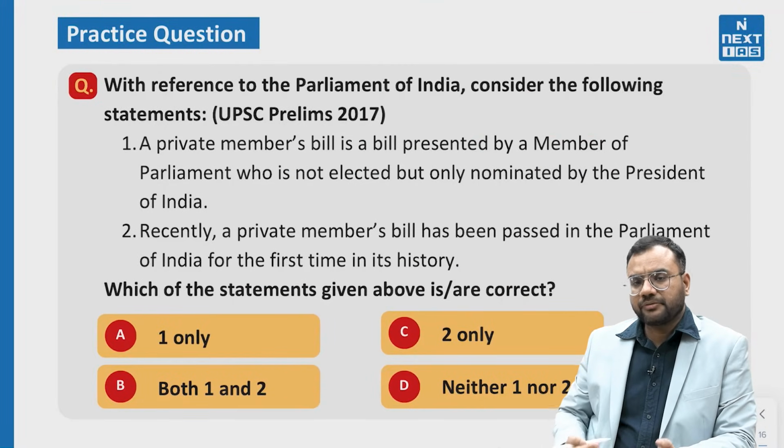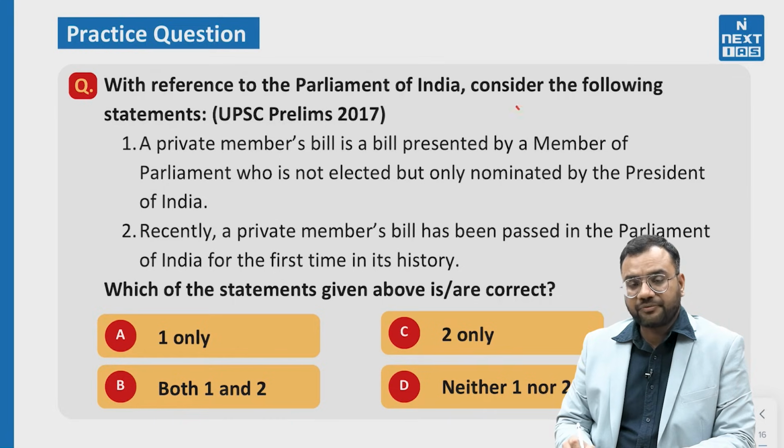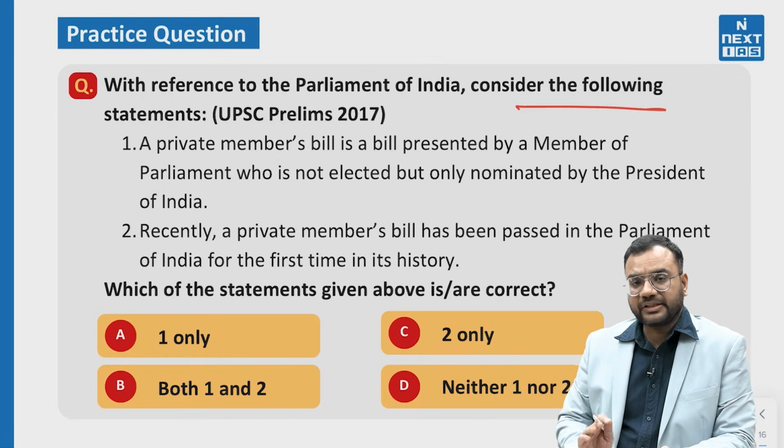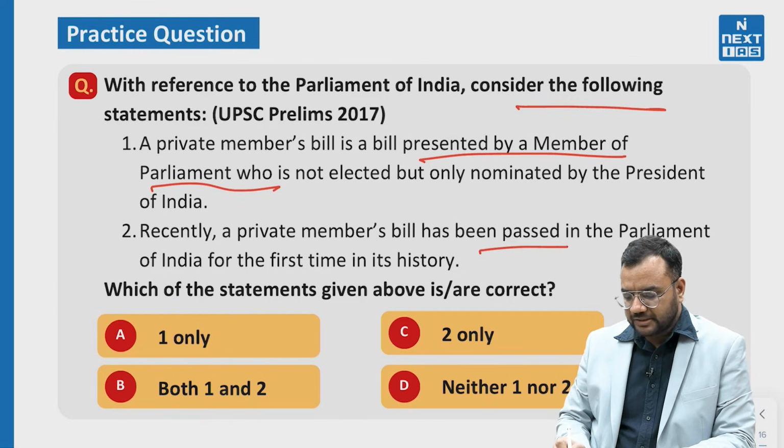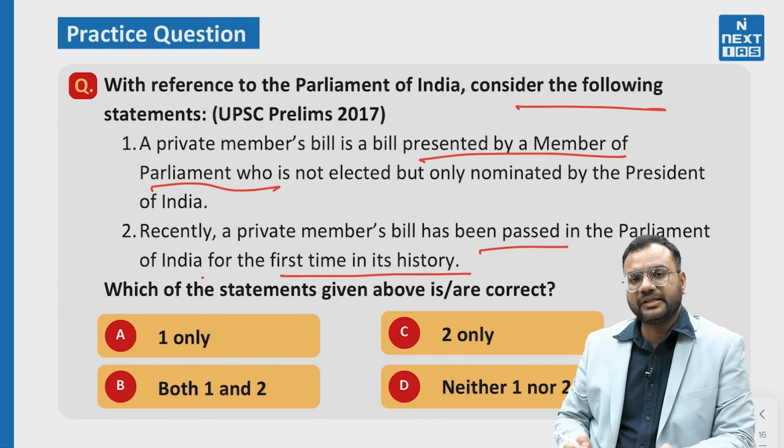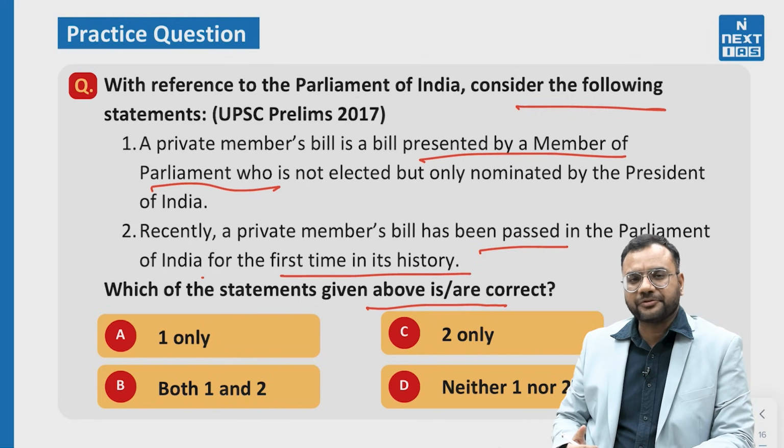Now let us see one of the prelims questions which already came in 2017 with reference to the Parliament of India. Consider the following statements. A private member bill is a bill presented by a member of parliament who is not elected but only nominated by the President of India. Recently, a private member bill has been passed in the Parliament of India for the first time in its history. Which of the statements above is or are correct? So kindly mark your option in our comment section and we will review.